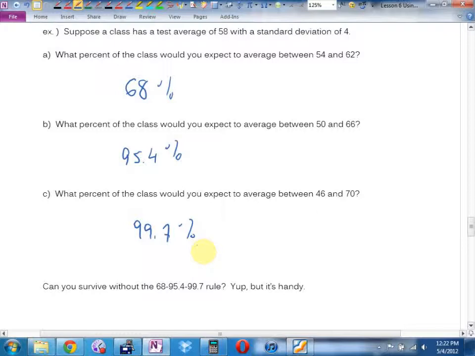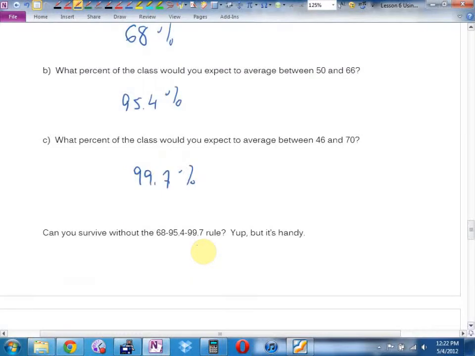Or, those 4 kids were lazy because everybody else is right up here and doing great. Yeah, these 4 kids didn't hand in a thing. You know what? I'm not cutting them any breaks. They just got to do their homework. That's where I use it. So can you survive without the 68, 95.4, 99.7 rule? Yep. Is it handy? Yeah.